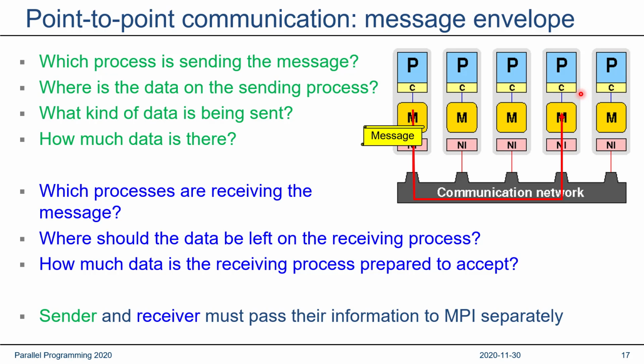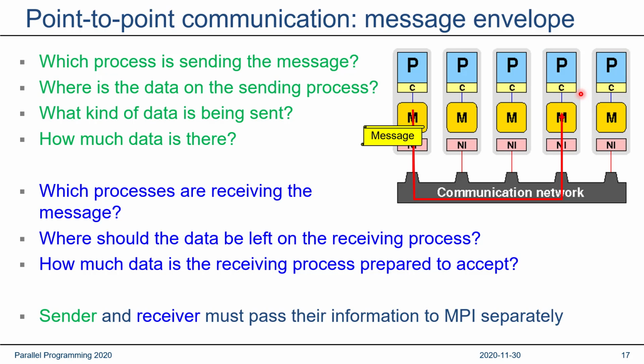And of course, how much data is there? How long is the buffer? At the receiving end, of course, I need to know which processes have to receive the message. Where should the data be left? So is there a buffer or an array of sorts where the message should be copied? And how much data is the receiving process prepared to accept? Of course, I have to prevent a situation where the received message is bigger than the space that is available for that message.